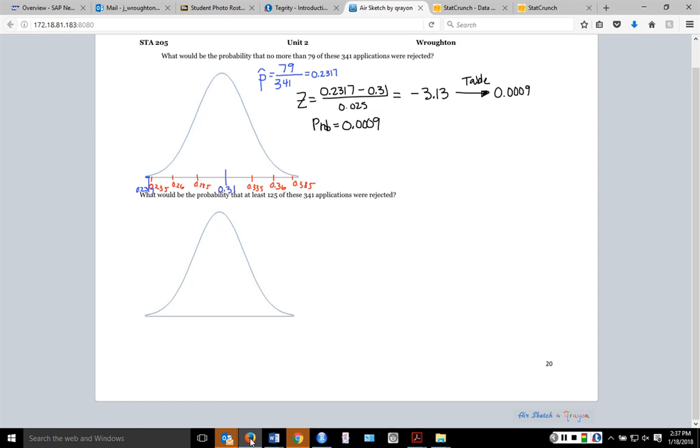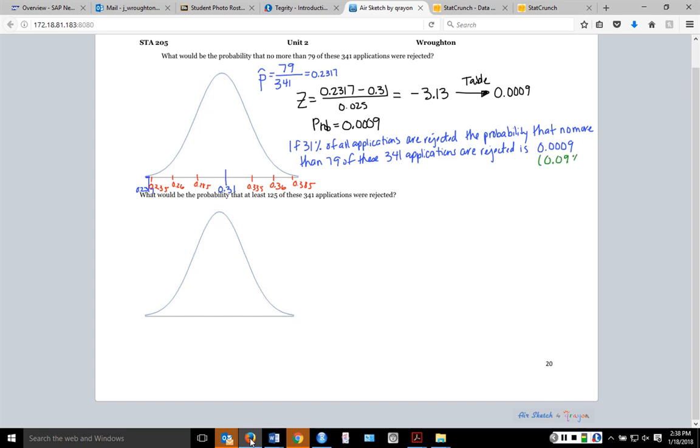So then I can interpret this number. If 31% of all applications are rejected, the probability that no more than 79 of these 341 applications are rejected is 0.0009, or you could say 0.09%.